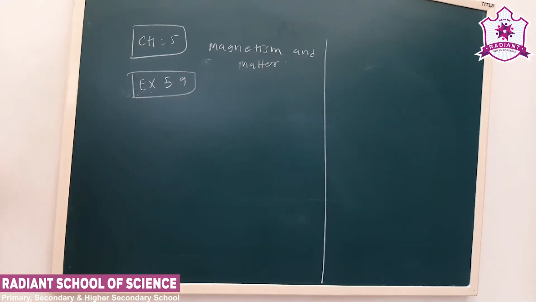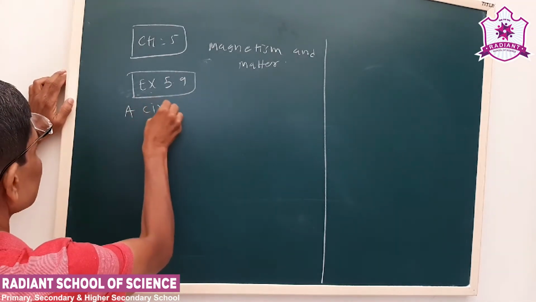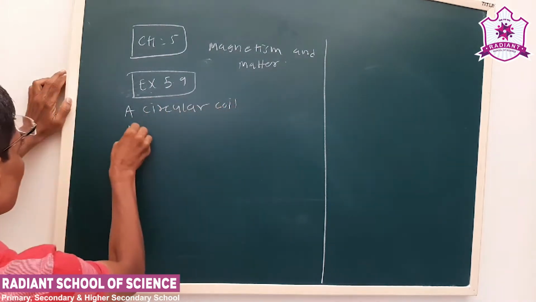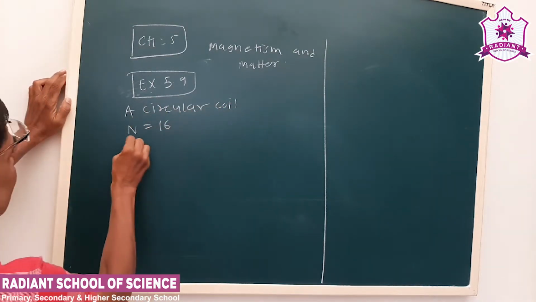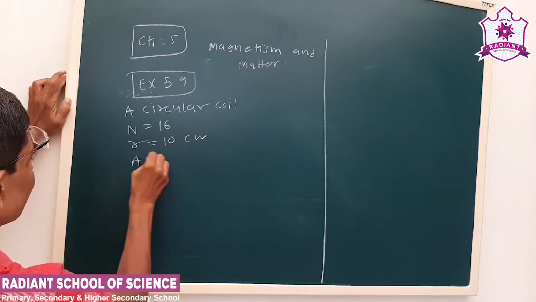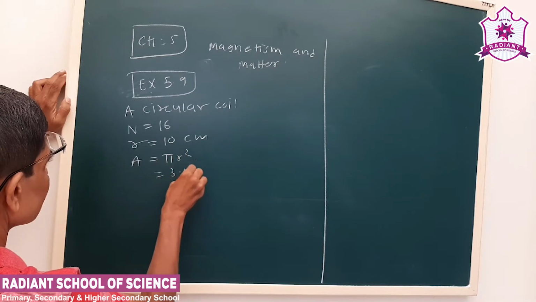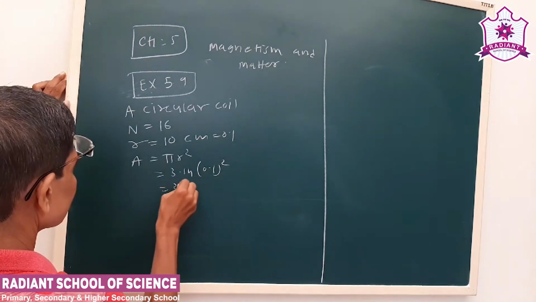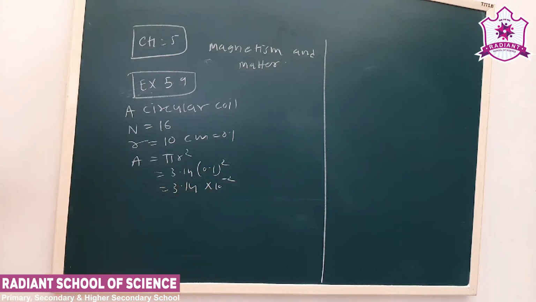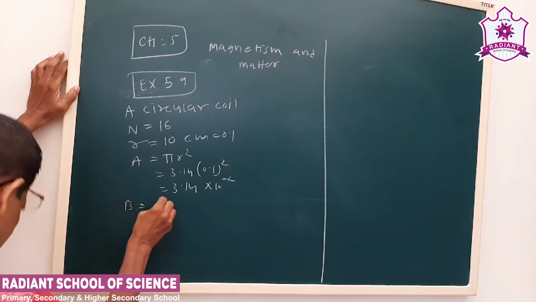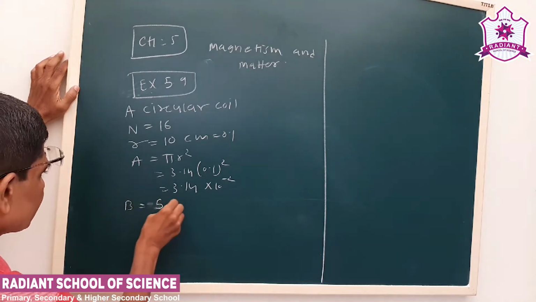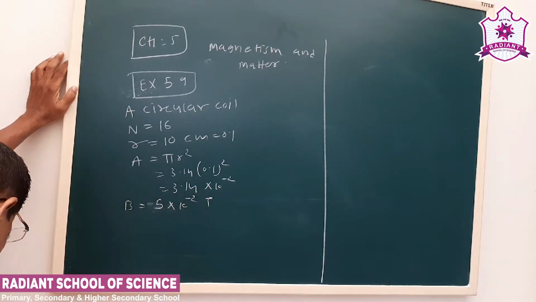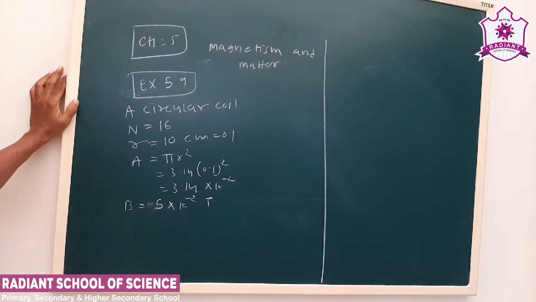Now see, the question says a circular coil, number of turns is 16, radius is 10 centimeter, so area will be pi r square. You have to convert in MKS unit. Now it is placed normal to the external magnetic field of B, 5 into 10 to minus 2 Tesla. The coil is free to rotate about the axis in a plane perpendicular to the field direction.